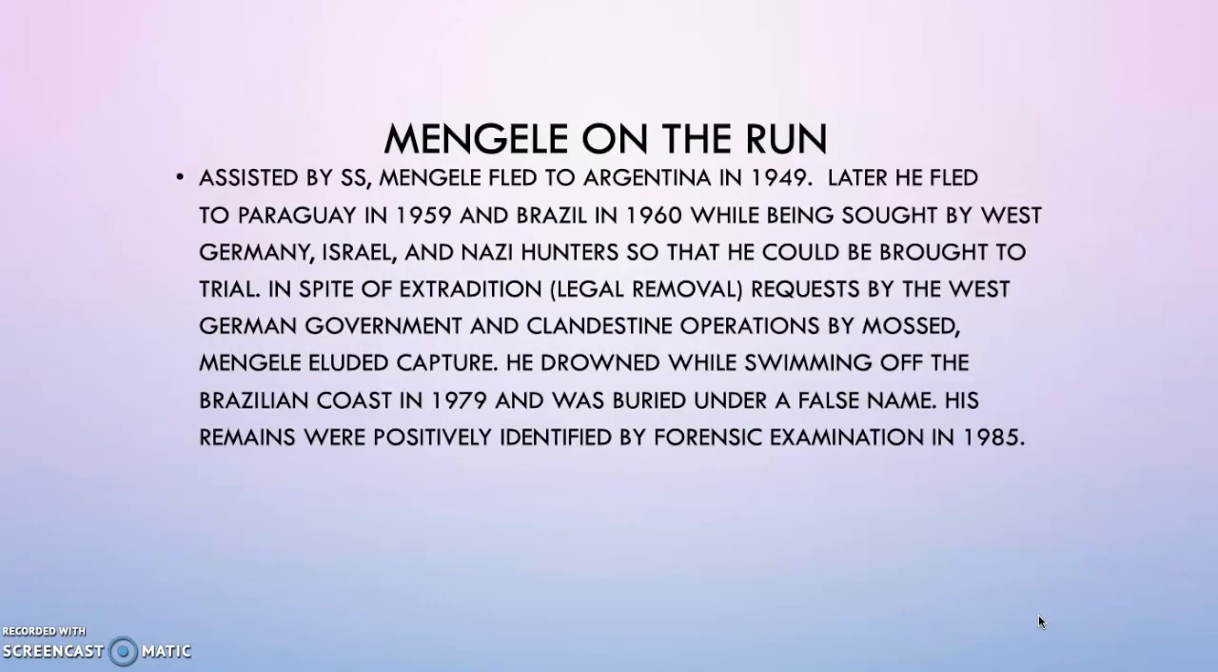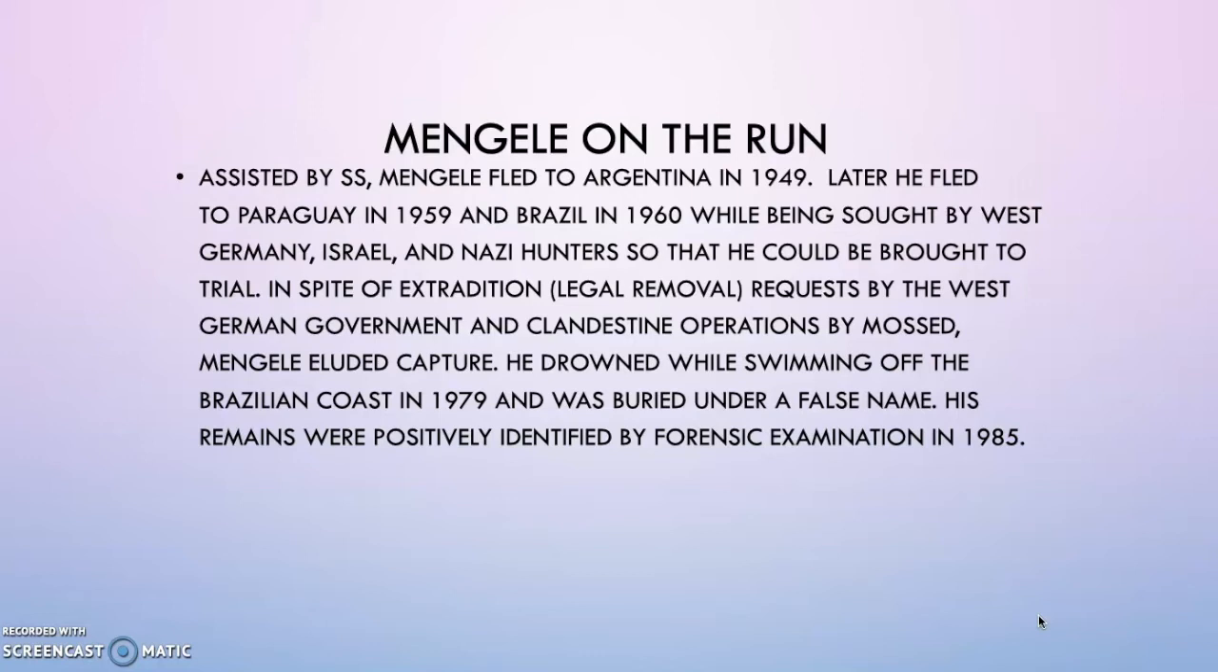All right, so Mengele is going to escape once he knows he's in trouble. He's assisted by the SS officers. He's going to flee to Argentina. Then he's going to go to Paraguay and Brazil, while people are looking for him in West Germany and Israel, and Nazi hunters, so that he could be brought to trial. In spite of the legal removal requests by the German government to all these other countries he was fleeing to, he was never caught.